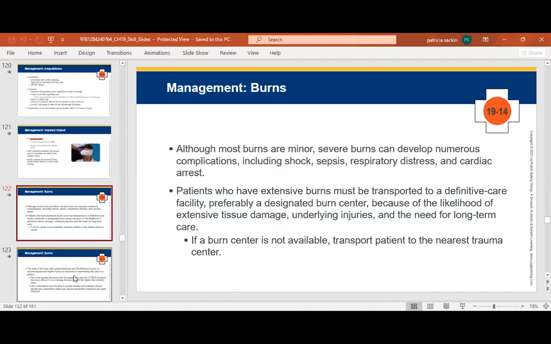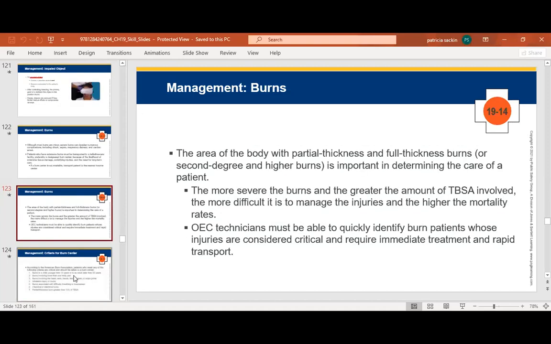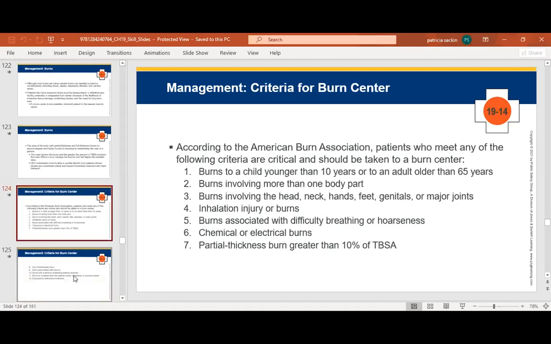Okay, we covered the burn stuff and we talked about shock. So always be reassessing, always reassess the ABCs, document that. Again, we've talked about this. Next.